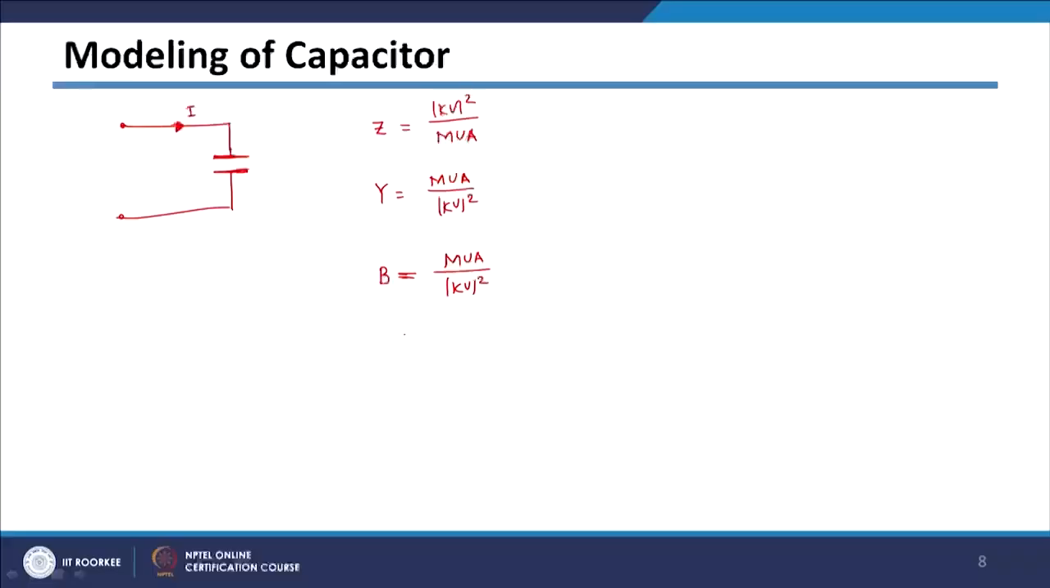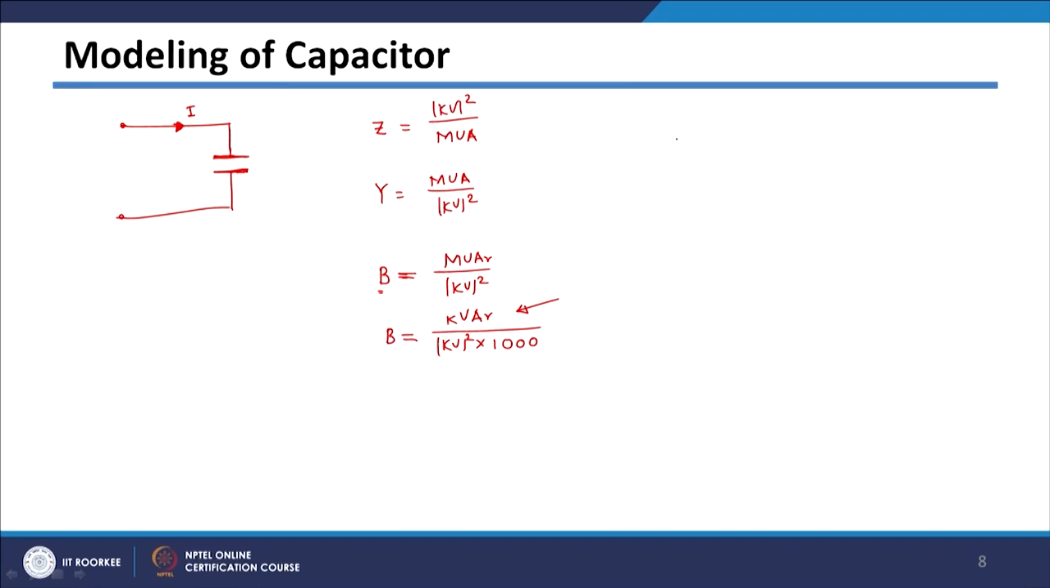So, in that case MVA can be converted into kVA. Since we are considering susceptance, it will be MVAR, so it will be kVAR. I am just writing this MVAR in terms of kVAR. So, MVAR will be kVAR divided by 1000 and kV square will be as it is. So, from the rating of the capacitor, that is kVAR, we can get its susceptance, and this susceptance remains constant.